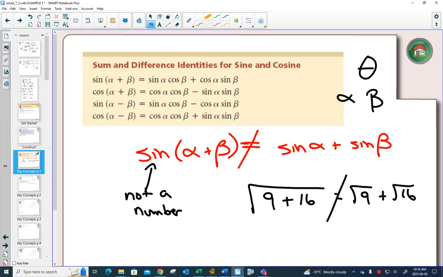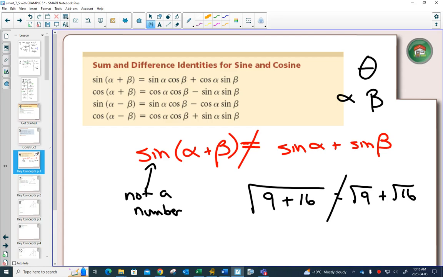So if you have two angles added inside of sine, you are not allowed to distribute the sine. The only thing you would be allowed to do is use one of these formulas. And you don't have to have these formulas memorized. They're given to you on your formula sheet. Okay?